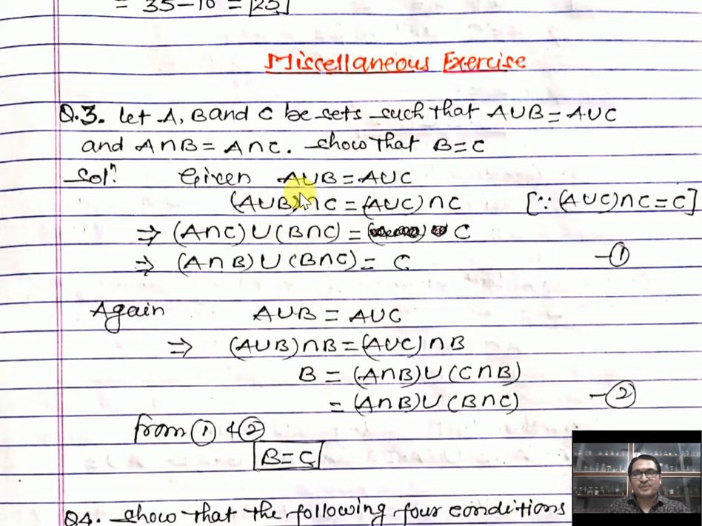Then you can apply the operation here. A intersection C, then union, and then B intersection C, and the right-hand side value will be C. We have already discussed this result: (A union C) intersection C is equal to C. Now look here, A intersection C is given equal to A intersection B. So instead of this, you can put (A intersection B) union (B intersection C) equal to C. That is the first result. Now I am going to take the second one.